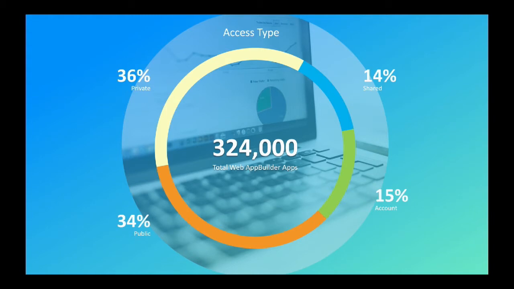So if we look at this graph here, 36% are private, 34% are public, 14% are shared, and 15% have an account. So you can see there's a mix of both, right? Some people are not sharing their apps, they're maybe using them internally, some are using them within a group, and then some are for public consumption. But I believe out of all our builders and our templates, it's by far the most popular one that people are creating apps from.